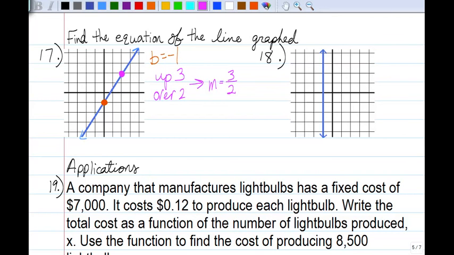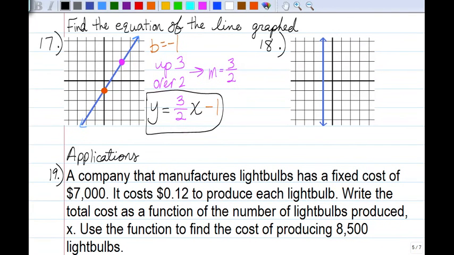Once I know those two pieces of information, that's really all I need, and I just plug it into the slope-intercept form. So that's y equals 3/2 x minus 1. And that is the equation. All right, and then on number 18, I've got a vertical line, so I automatically know that the equation for that is just going to be x equals whatever the x value is, which in this case is negative 1.